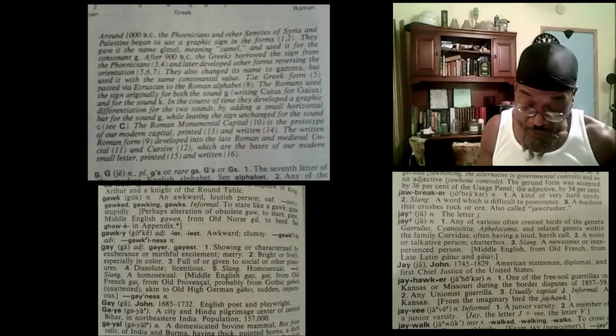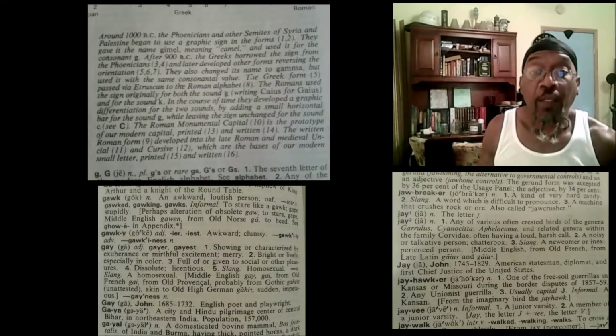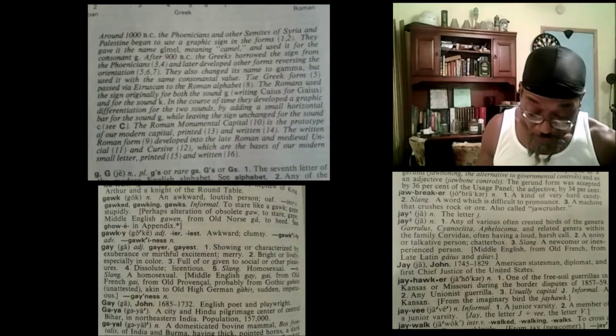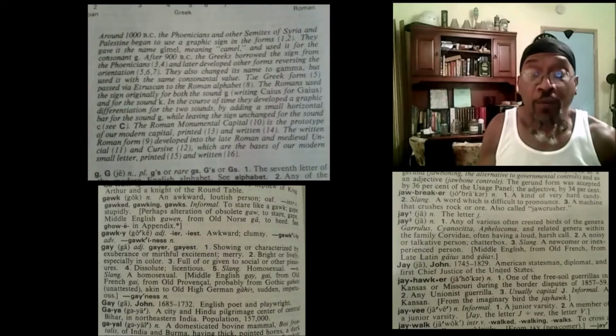The G-A-Y. Showing or characterized by exuberance, a mirthful excitement. Merry. Merry Christmas. Gay Christmas. Bright or lively, especially in color. Full of or given to social or other pleasure. Dissolute. Lascivious. Slang, homosexual. Go down some to Middle English, gay, G-A-I. Singular. G-A-I-U-S, plural. So, and we're going to look at one more alphabet.